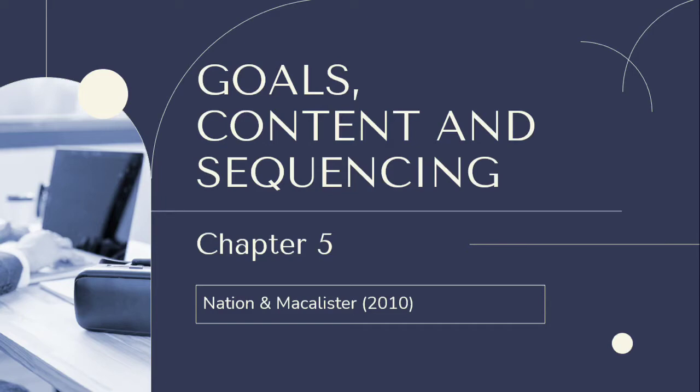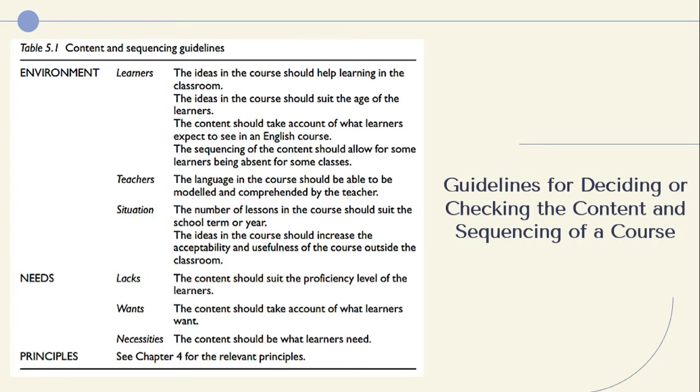Content and sequencing must consider the environment in which the course will be used, the needs of the learners, and also the principles of teaching and learning. Here is Table 5.1, which lists some of the factors to consider. First is the environment, including learners, teachers, and situation. The second factor is the needs, including likes, wants, and necessities. And the last factor is principles, which we can read in the previous chapter for the relevant principles.